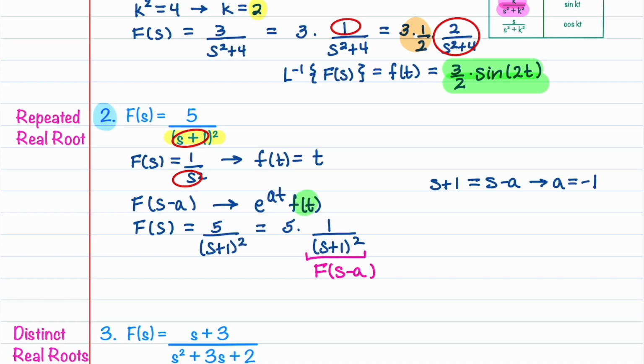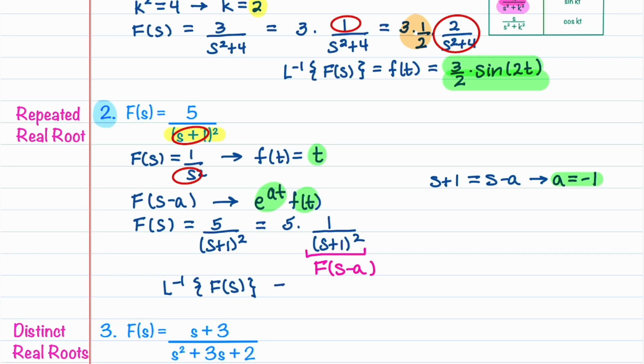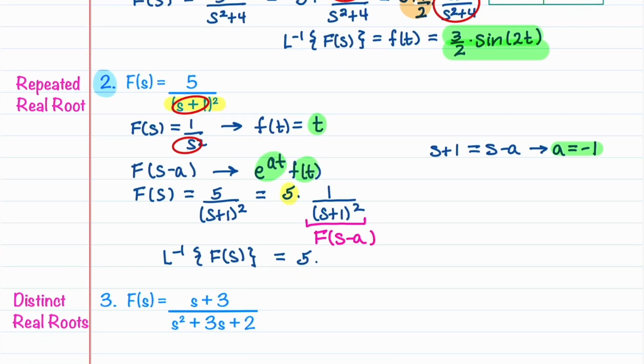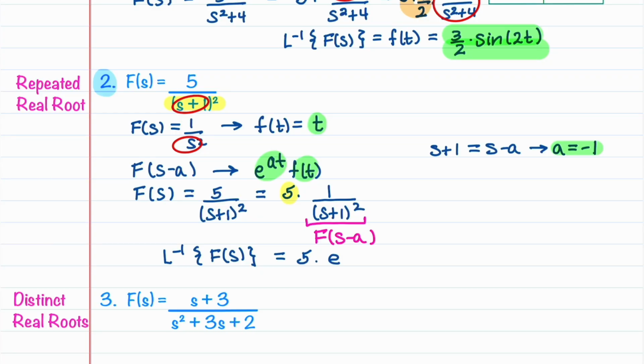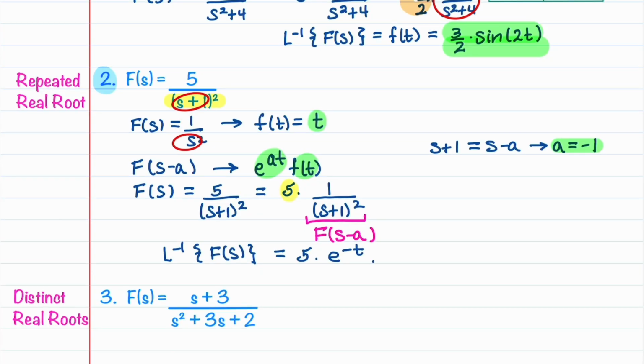Our f of t is going to be t, and our e to the at is going to be e to the minus t. We have the inverse Laplace transform of capital F of s is equal to 5, that's our constant right there, times e to the at, so that's e to the minus t, times f of t, which is t, and we're going to rewrite this as 5t e to the minus t. And there's our answer.